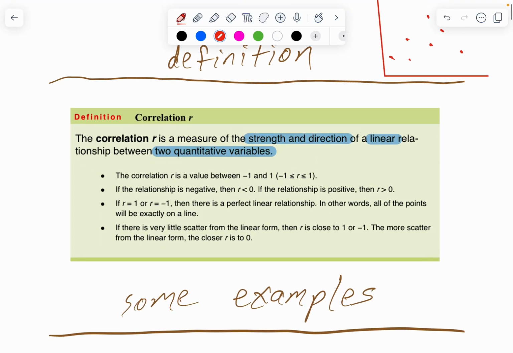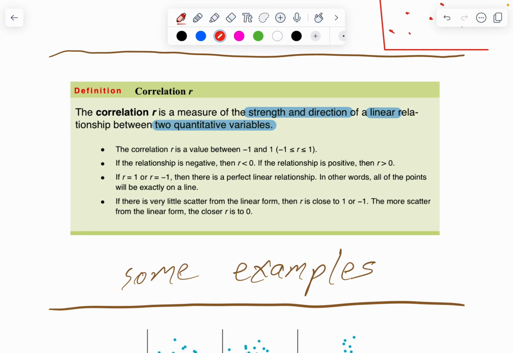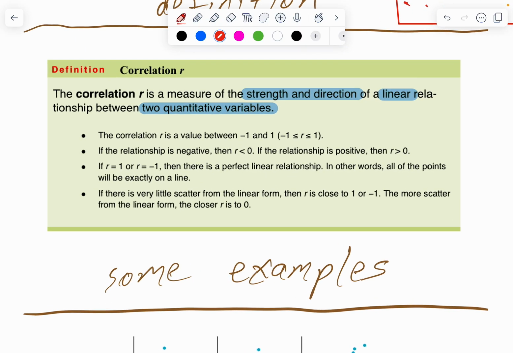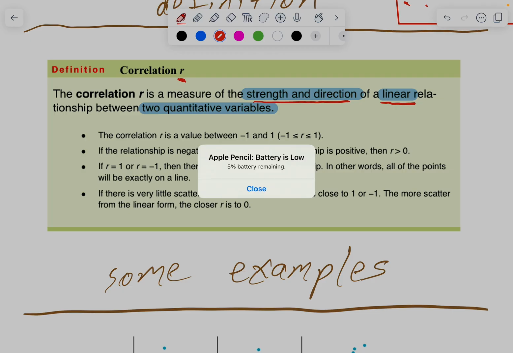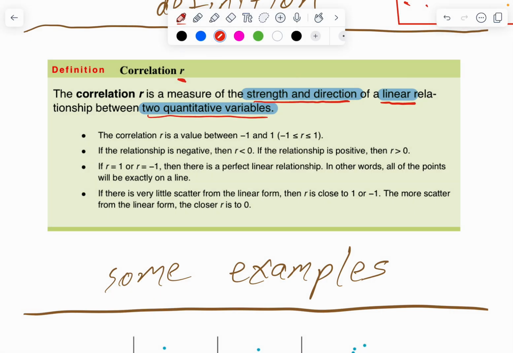Well, the good news today is we're going to come up with a statistic called the correlation coefficient that is going to be this measurement of how strong the linear relationship is in a set of quantitative data. If you look at the definition here in the green box, the correlation coefficient's symbol is lowercase r. What it measures is specifically the strength and direction of a linear relationship between two quantitative variables.